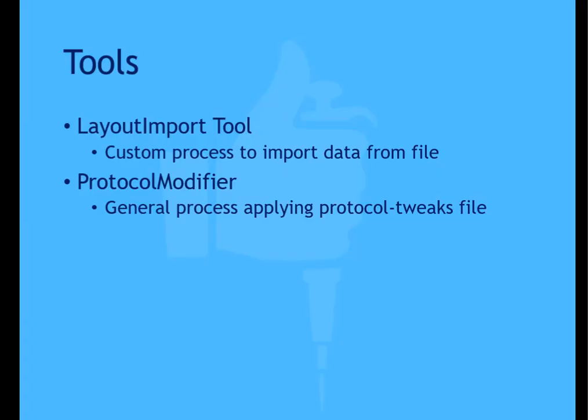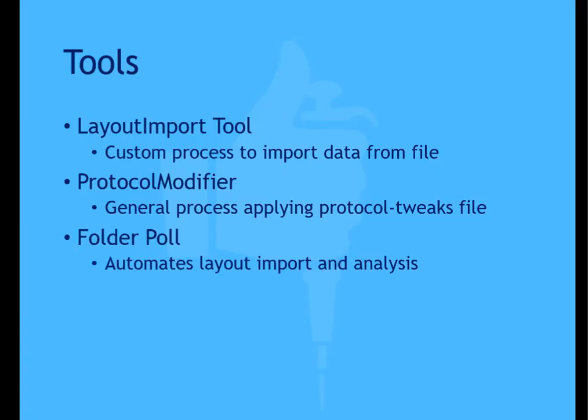If your LIMS supports it, you could configure your LIMS to launch these two tools for seamless and automatic layout import. Alternatively, the folder pull tool can be used to automate this process. Folder pull is a tool included with MyAssays Desktop and can be used to monitor folders for the addition of new files and perform specified actions when a new file is detected.